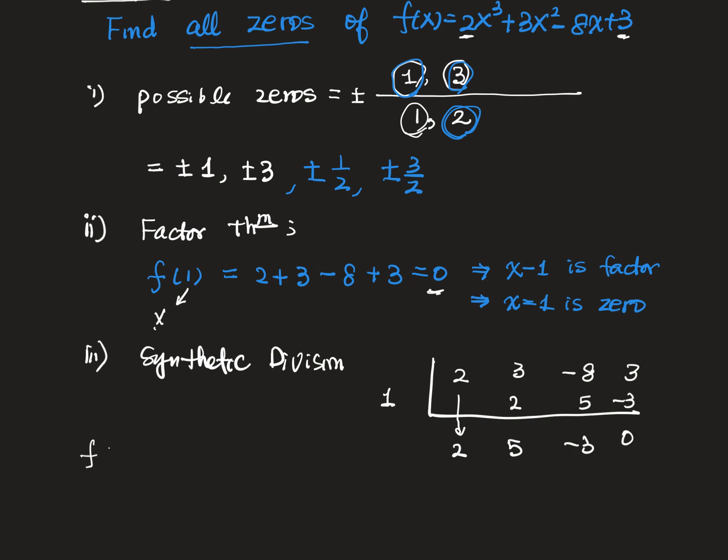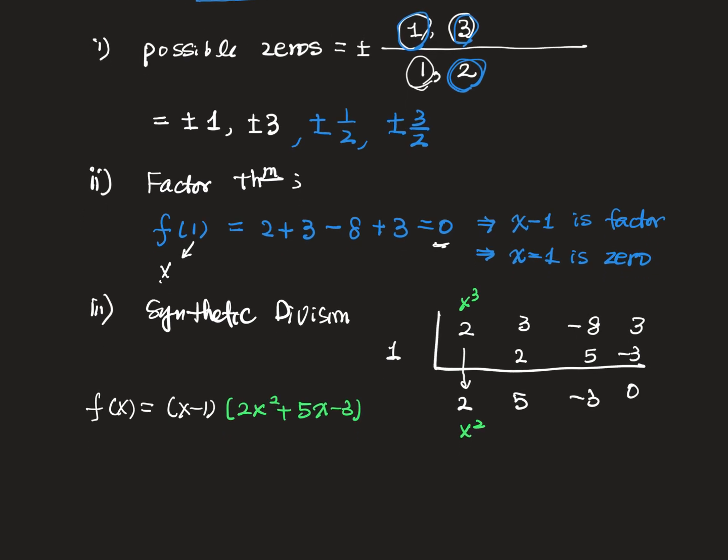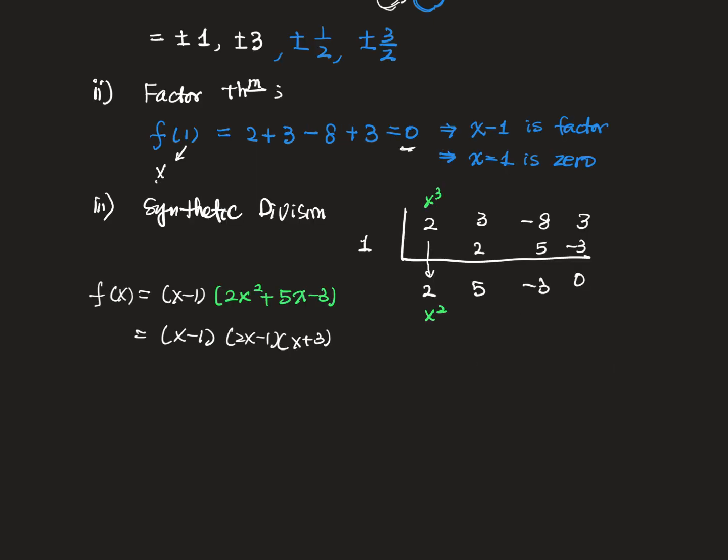So f of x is going to be factored. First is x minus 1. The quotient you find here: this is x cubed, this is x squared. So 2x squared plus 5x minus 3. Can you factor it? Let's do it. We practiced factoring: 2x minus 1, x plus 3. You have the factors of the polynomial.